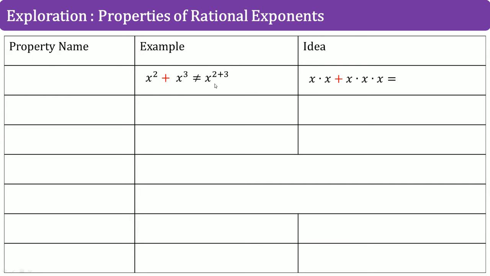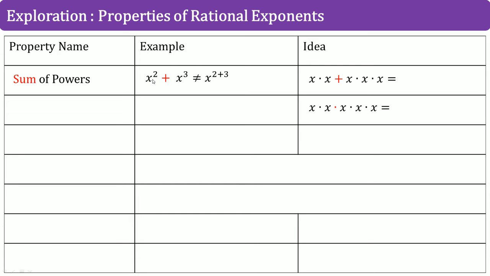A lot of students will try to add them together. You can't. And you try to call this the sum of the power. The sum of power is not true. There's no such thing as the sum of power. So don't do this. I only include this to tell you what not to do.